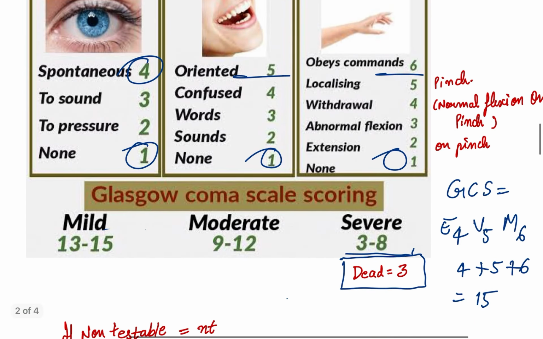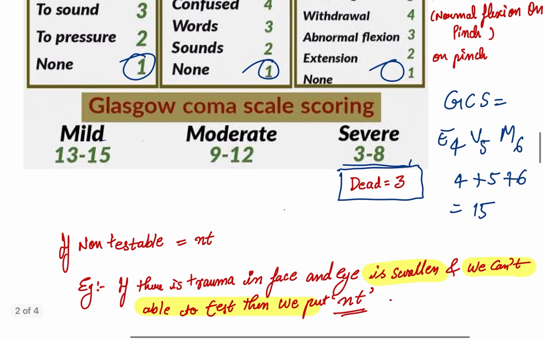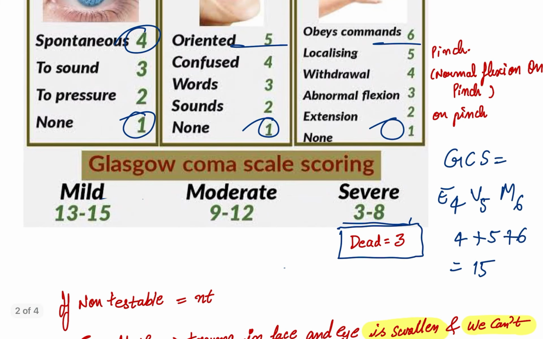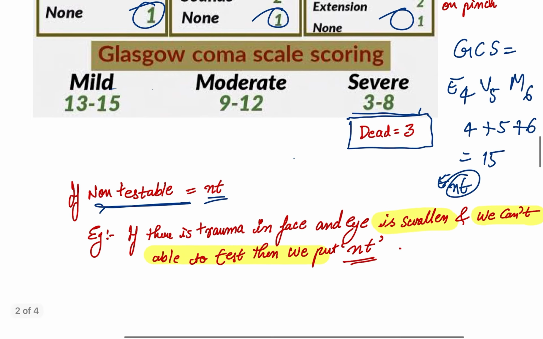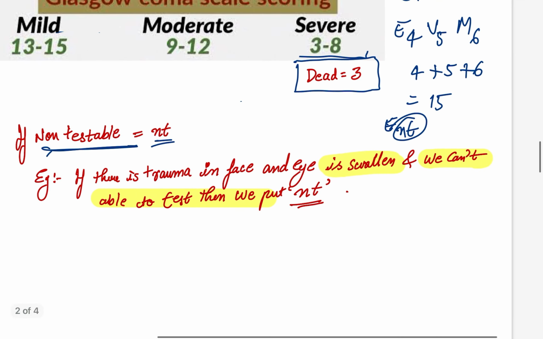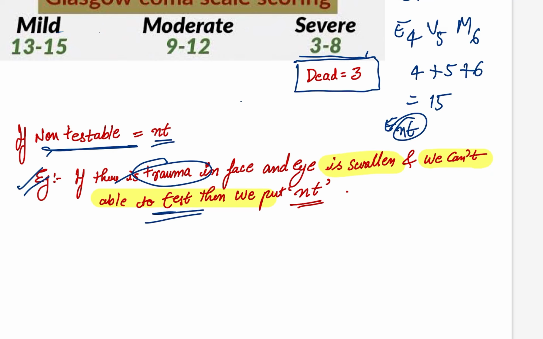So how can we write this? No need to worry, we don't have to put E4 or E3. At that time we can put NT. NT means non-testable, right? So remember this: if there is trauma or something else and we are not able to test, then we put NT. What does NT mean? Non-testable.